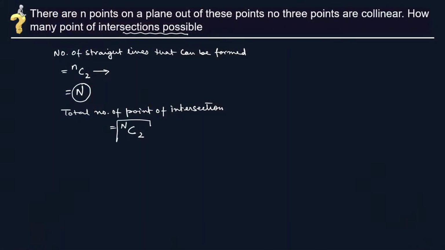Now to find the points of intersection, what will I do? I will choose two straight lines out of these capital N straight lines, because for any two straight lines, we are going to have one point of intersection. Tell me yes or no. Therefore, the total number of points of intersection will be capital NC2. So that's your answer. Is it clear? This is not small n, this should be capital N. And what is capital N? It is basically nC2. So this is the total number of points of intersection we will get.